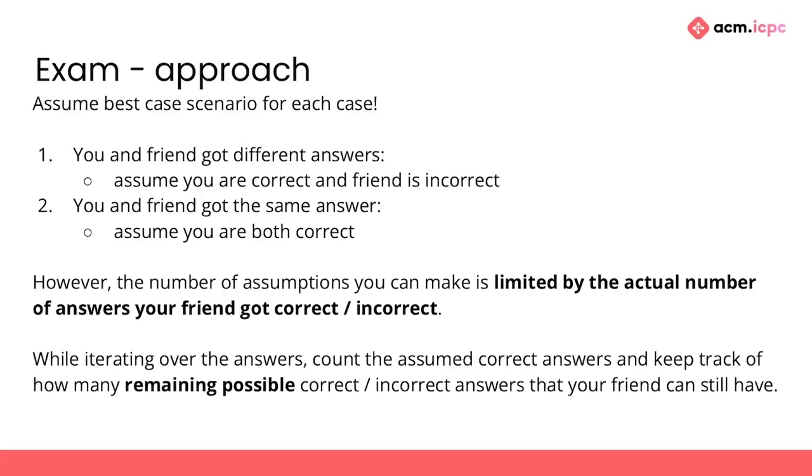So as a result, while you iterate over the answers, it is important that we count the number of assumptions that we make and keep track of how many remaining possible correct and incorrect answers your friend can still have. And so to illustrate this, I will walk through the second sample input output that we saw earlier.